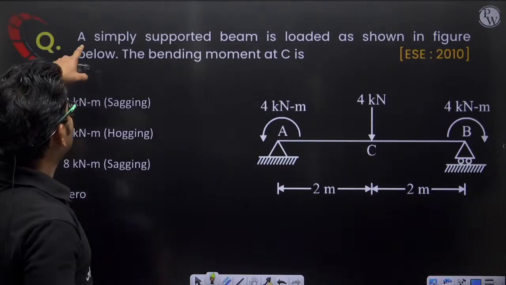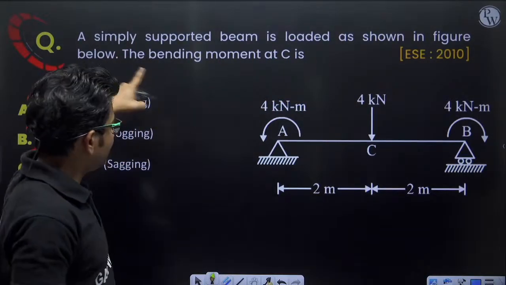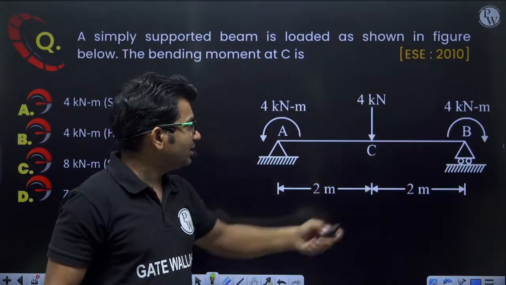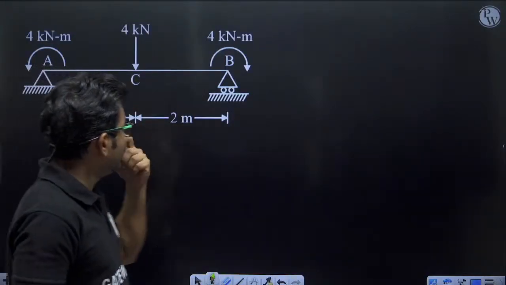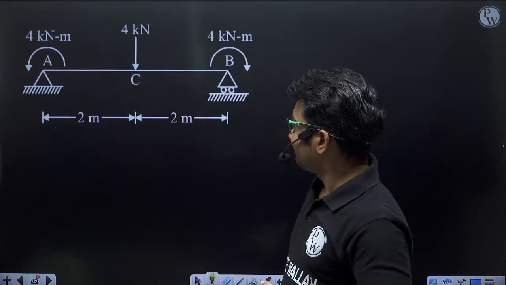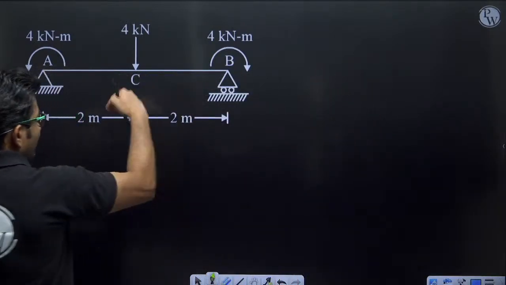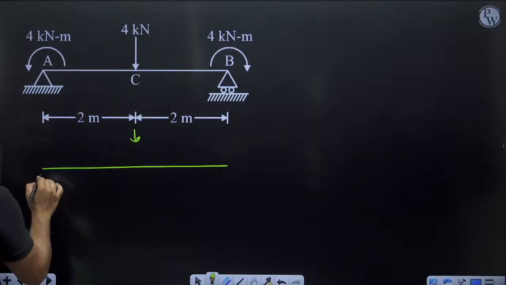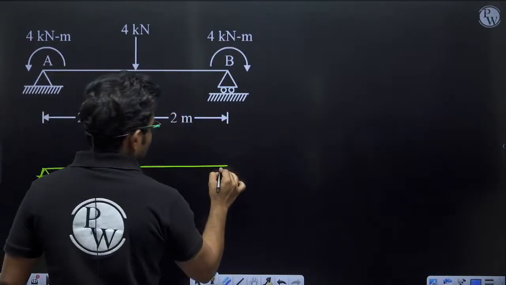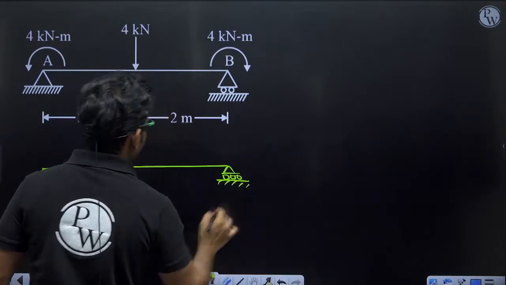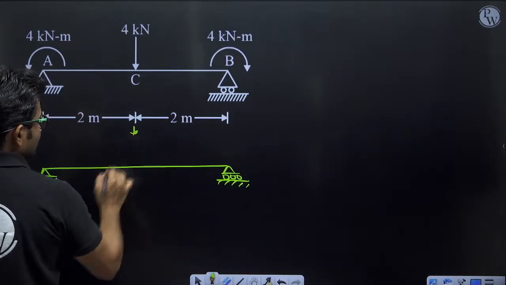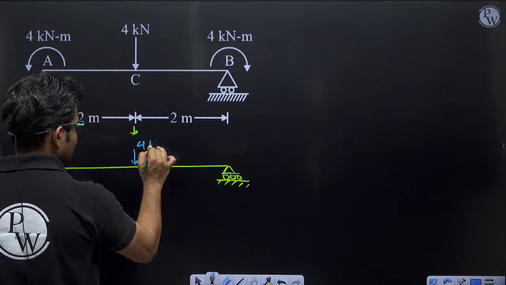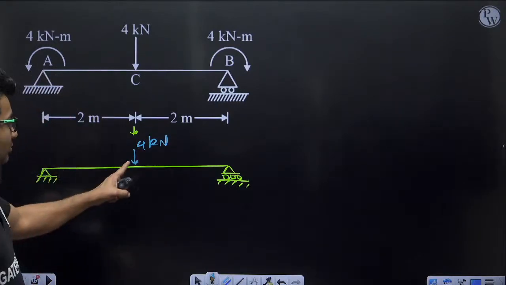Okay. So next question. A simply supported beam is loaded as shown in the figure below. So this is the simply supported beam here. We have to calculate the bending moment at point C. Now how to calculate bending moment at point C? We can split this beam into two parts. First part, let us remove these end moments and just calculate bending moment at midspan because of central loading. So this central loading is 4 kilonewton.